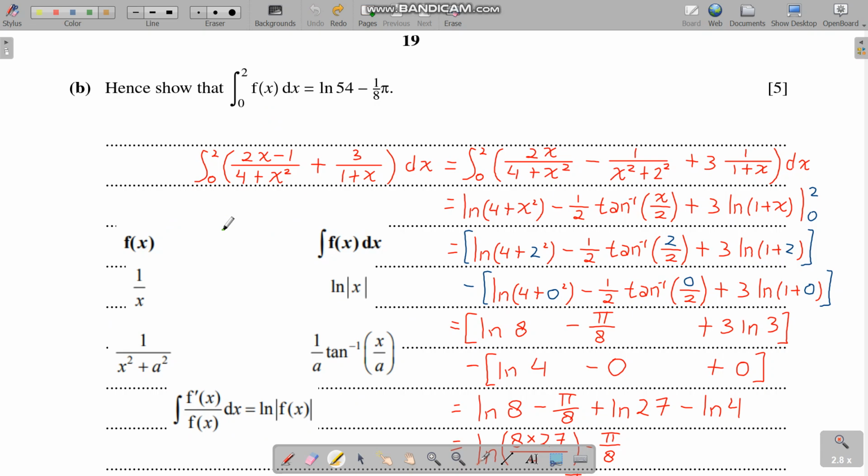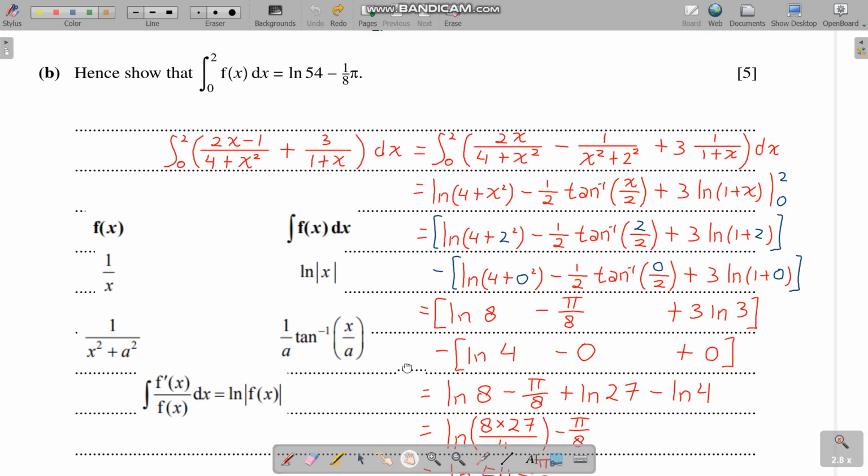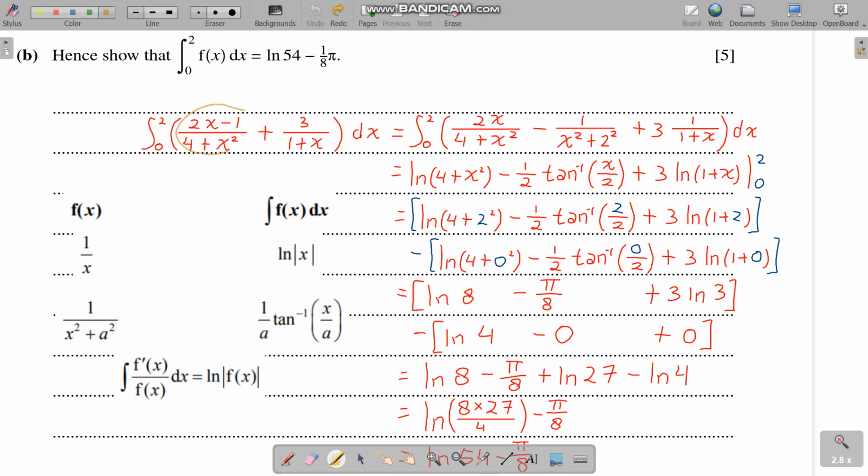So if you look at the first term 2x minus 1, there is no way we can integrate this directly because there's no shortcut formula in the MF19. So we're gonna have to split the fraction 2x over minus 1 over. So we have to split the fraction like this.